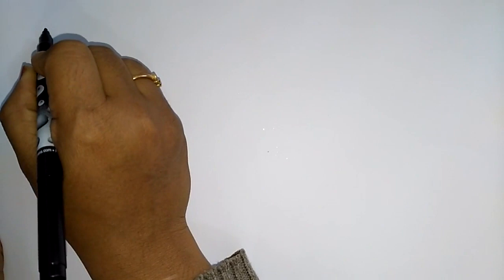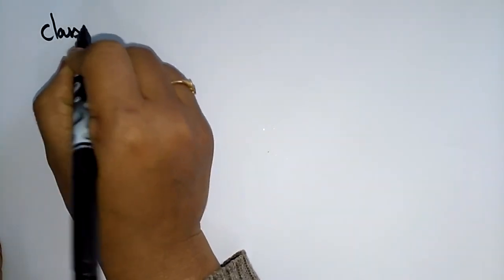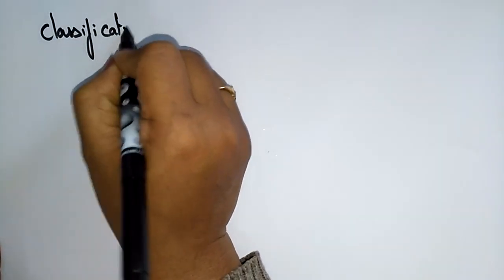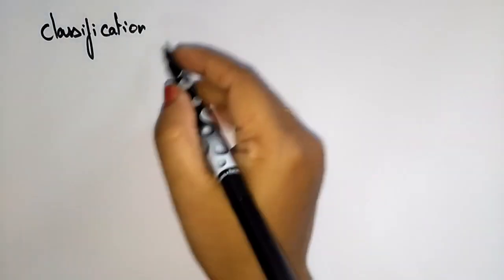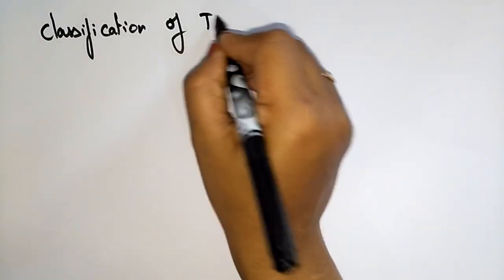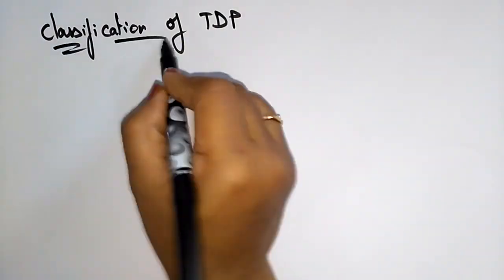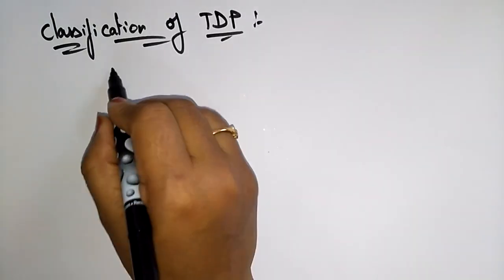The different classifications of top-down parser, let me tell you. We still didn't enter into the different types of top-down parser; we are discussing only the top-down parser. The different classifications of top-down parser is with backtracking.